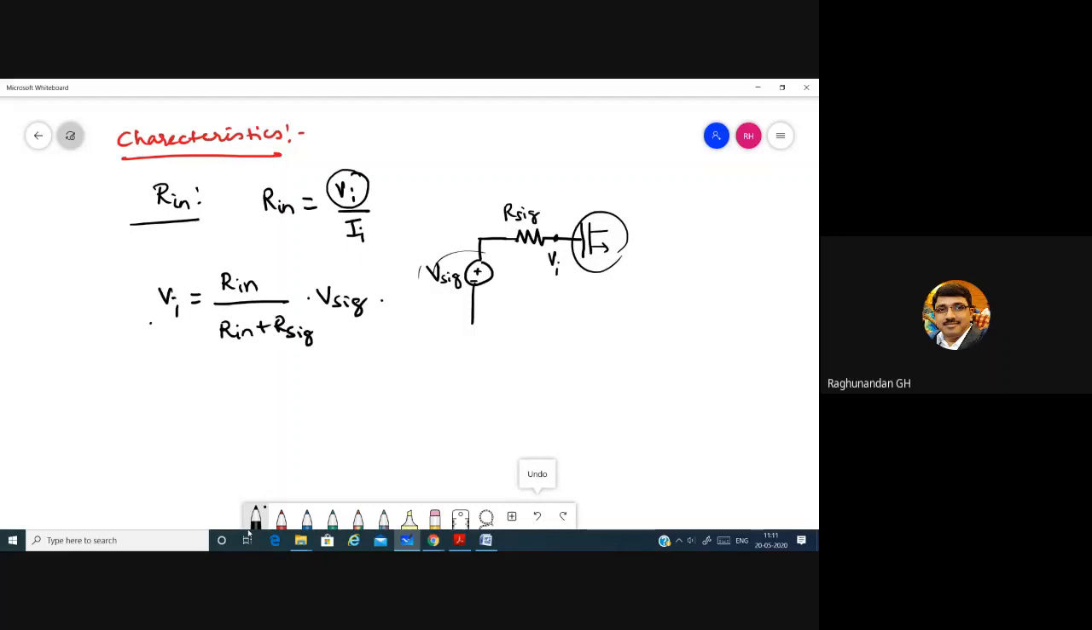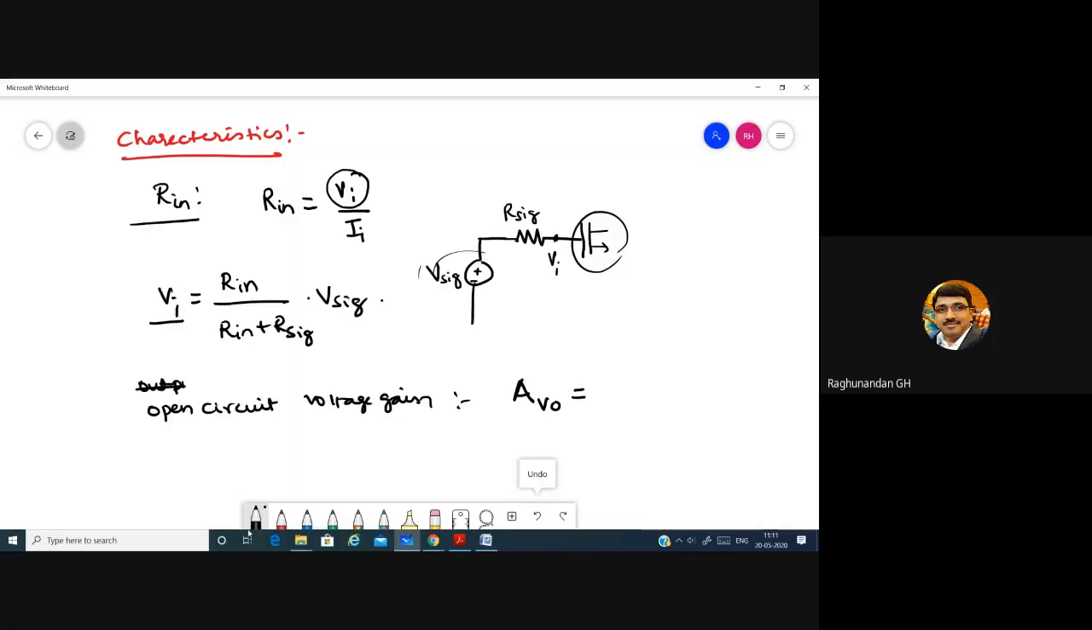The next parameter we will be discussing, after this, is the output circuit voltage gain, or we can call it the open circuit voltage gain. The open circuit voltage gain is taken as Avo.